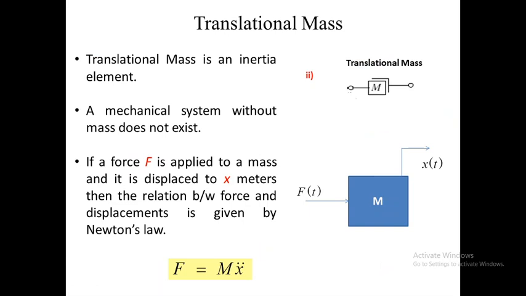Then second is translational mass. Translational mass is an inertia element. A mechanical system without mass does not exist. This is an important point to be noted. If a force is applied to a mass and it is displaced by x meters, then the relation between force and displacement is given by Newton's law, that is F = m d²x/dt². So F is m d²x/dt².